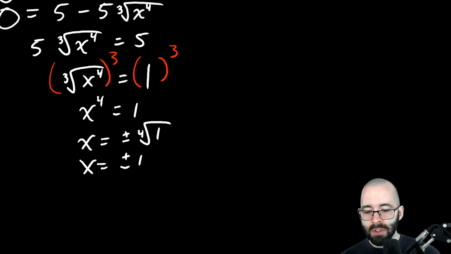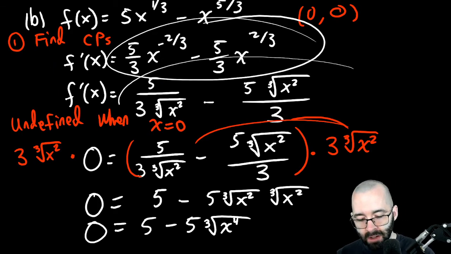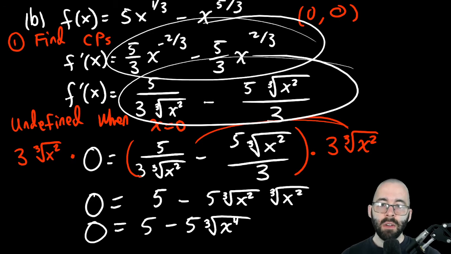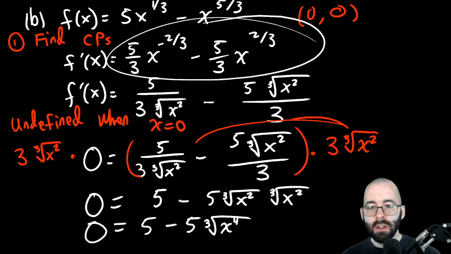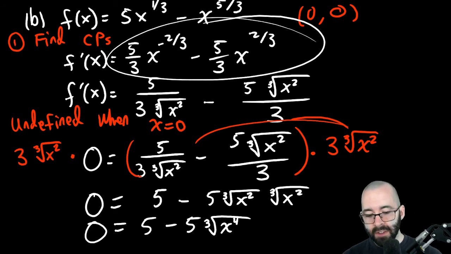There's a lot of somewhat strange algebra in here, so it can be a good idea to go back and check our answer. If we plug in positive 1 or negative 1 here, do we indeed get a derivative of 0? And you will.